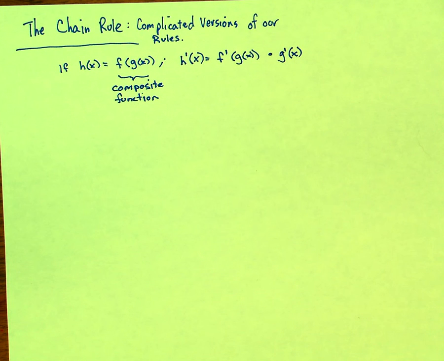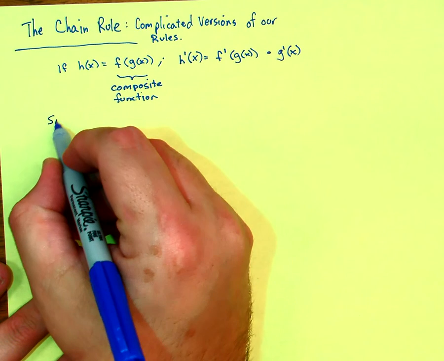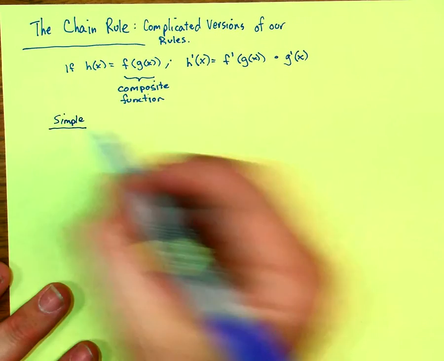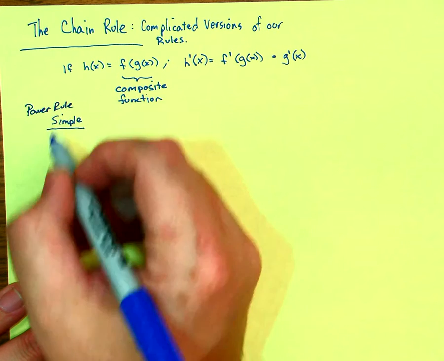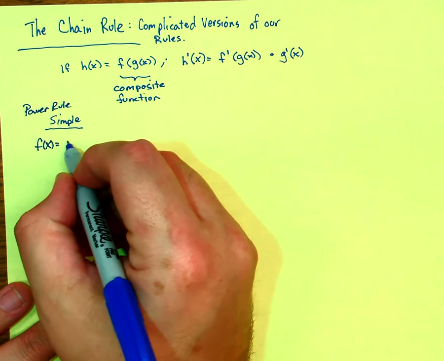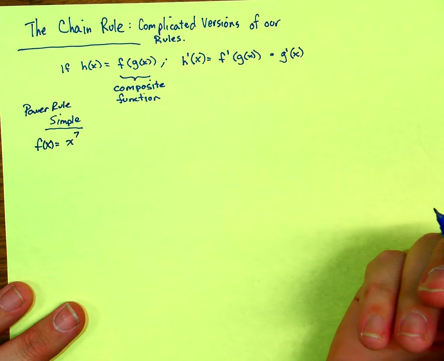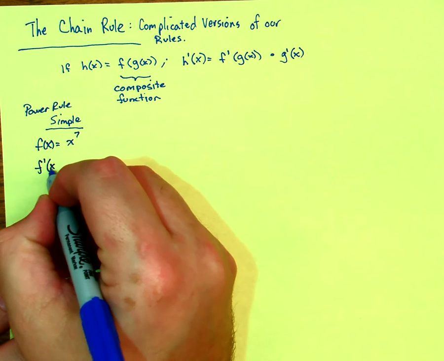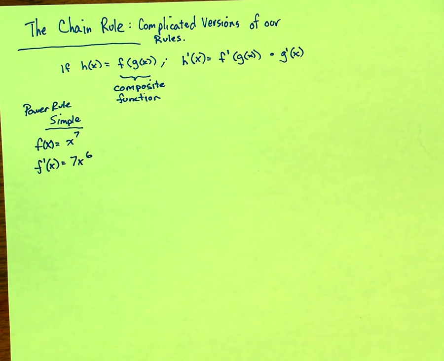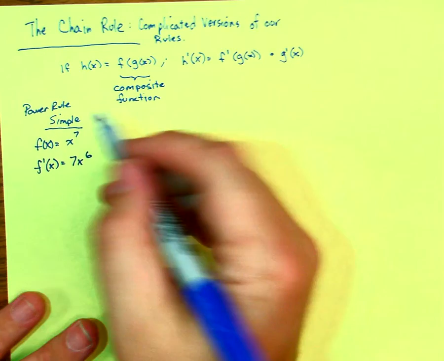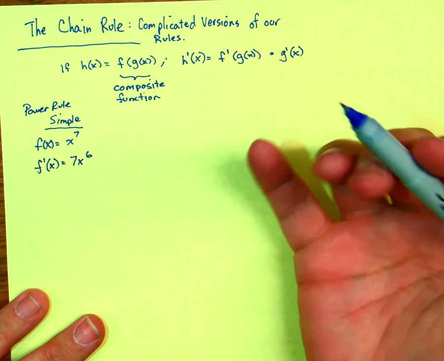And I can imagine that you're looking at the rule and saying, okay, what actually is happening? Here's the idea. The simple version, and we're just going to take the power rule. If I have f of x is equal to x to the 7th power, what's f prime of x? 7x to the 6th. Alright, so I'll just say that's the simple rule. That's just the basic rule. Now, here's the chain rule.